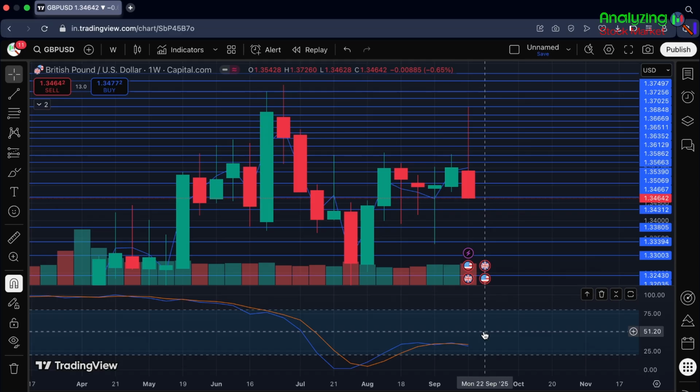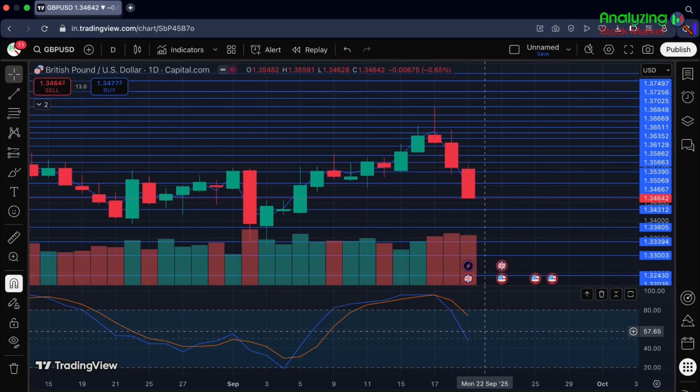So now let's mark some important support zones and resistance zones on a 1-day chart. So let's open our 1-day chart over here. So here this is a 1-day chart.